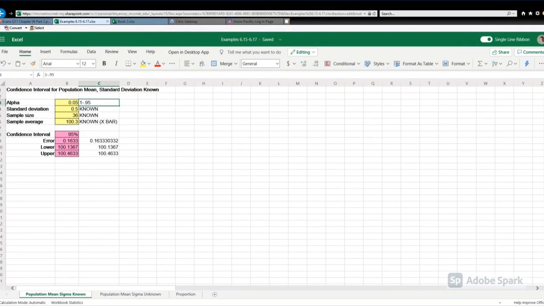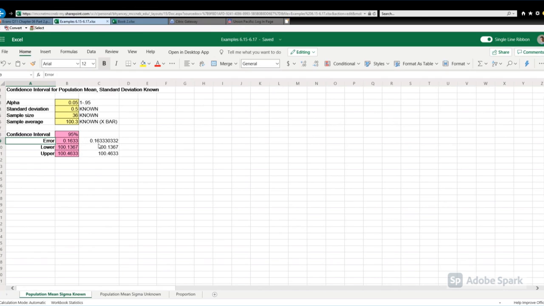So you build out your spreadsheet and you want to get all of your terms there on the left, and we have a little worksheet column and we also have an answers column. So first thing, you want to get your alpha, which is, again, 1 minus 0.95. Your standard deviation, that's given in the problem, and your sample size is also given, along with the sample average, which is x bar.